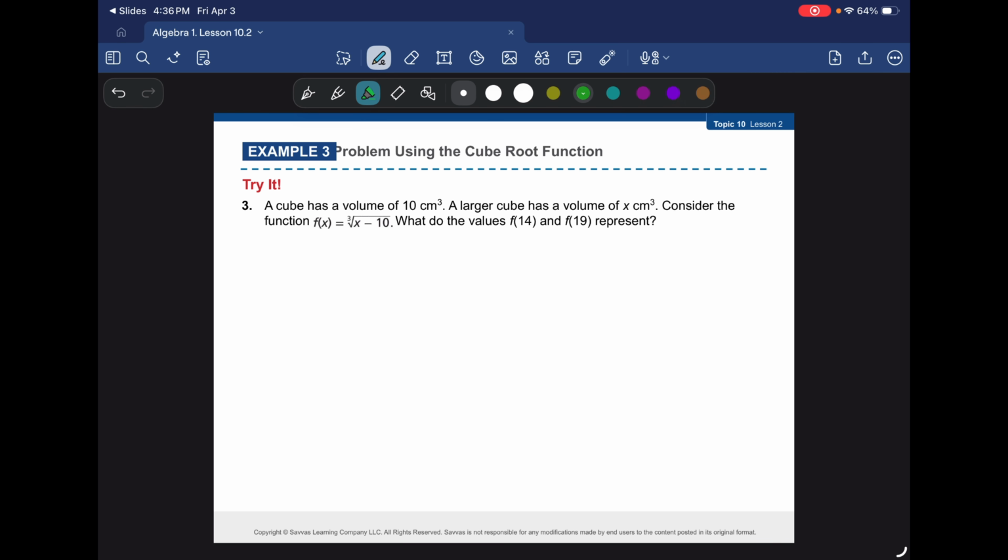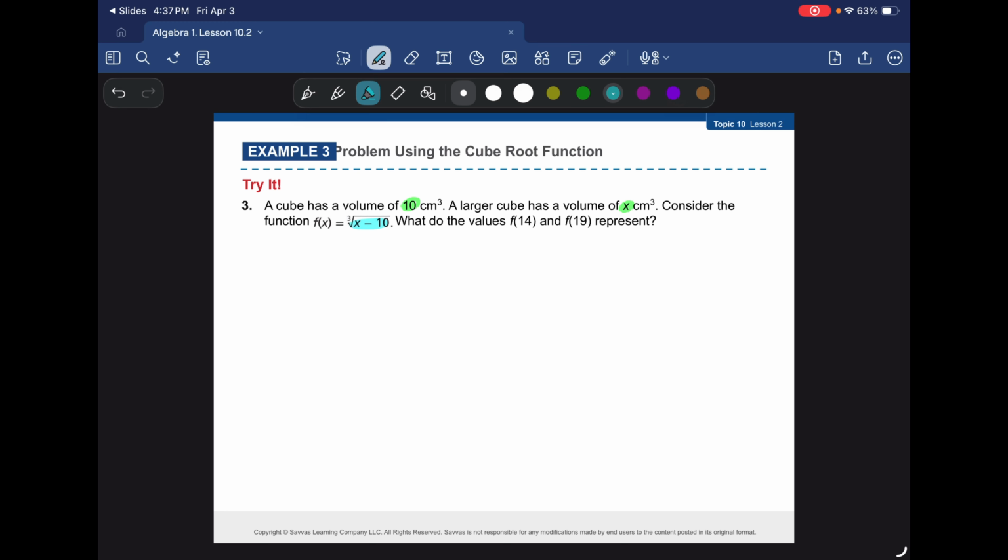All right, try it. A cube has a volume of 10 centimeters cubed, so this is the original volume. A larger cube has a volume of x. Similar to our previous example, except now our starting volume is 10. Consider the function, the cube root of x minus 10. Now remember, we subtracted to find the change in volume. So what does f of 14 represent, and what does f of 19 represent?